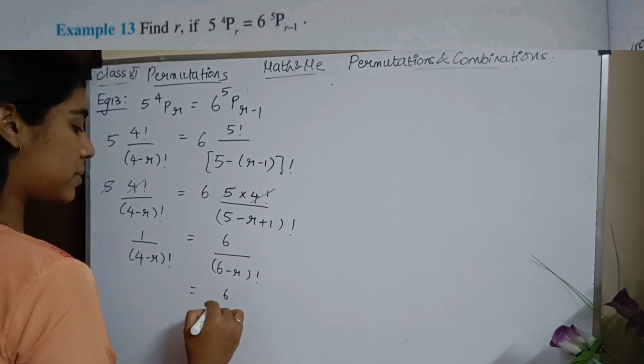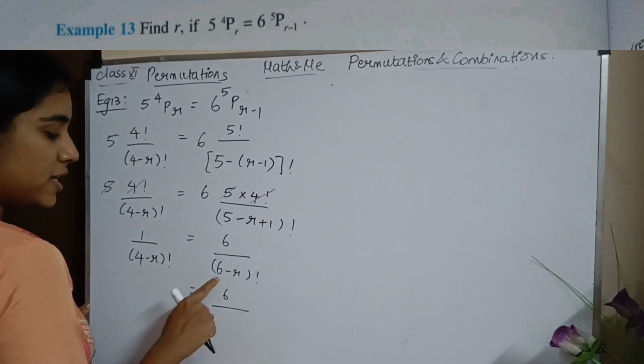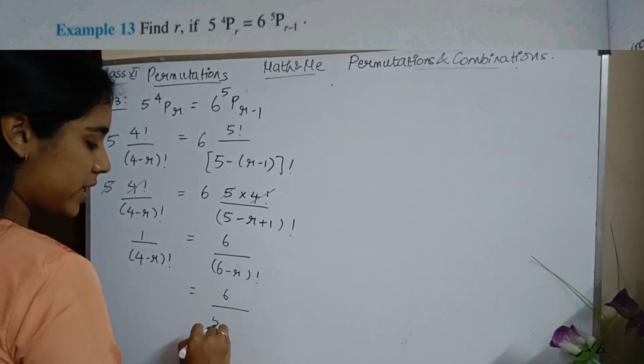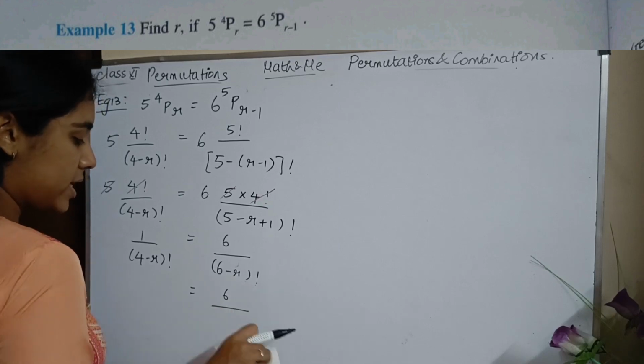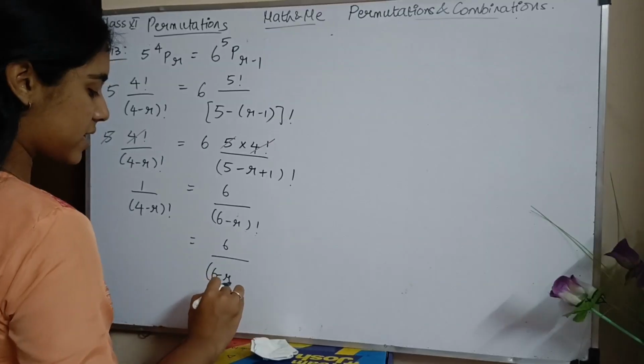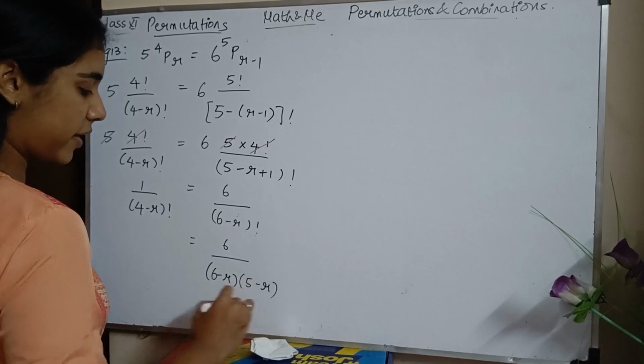Now how can I write 6 minus r? I need 4 minus r. So 6 minus r minus 1 is 5 minus r. So I can write this as 6 minus r times minus 1, that is 5 minus r.